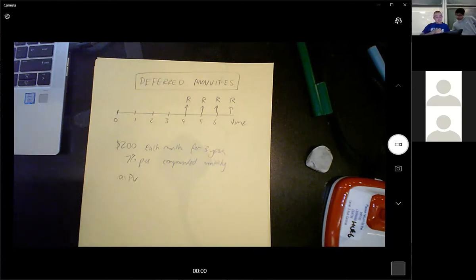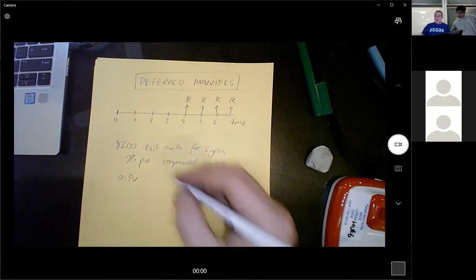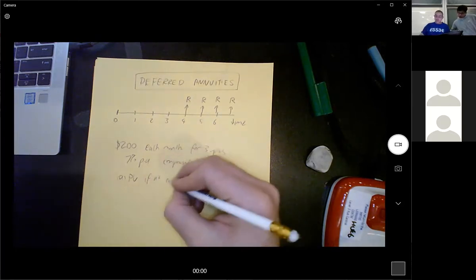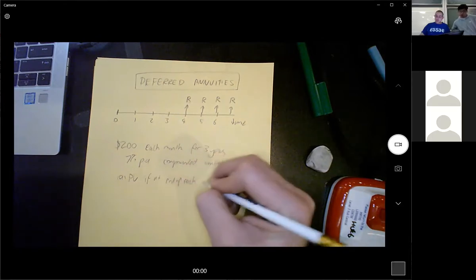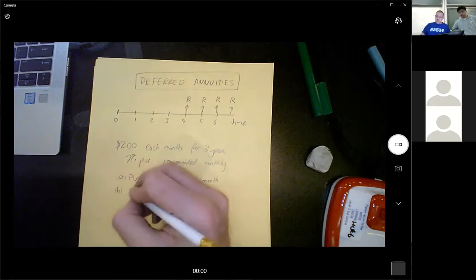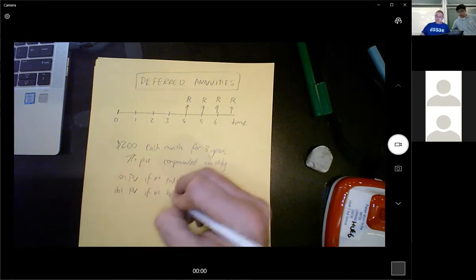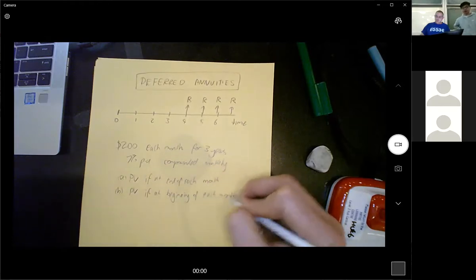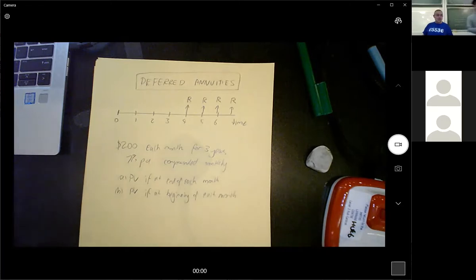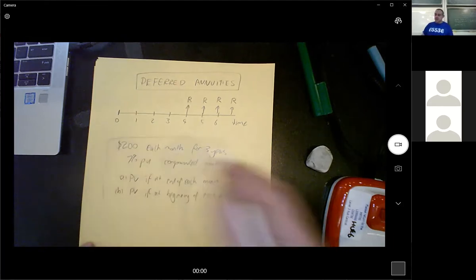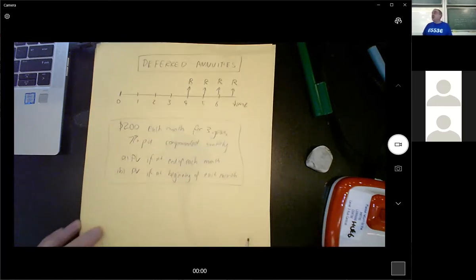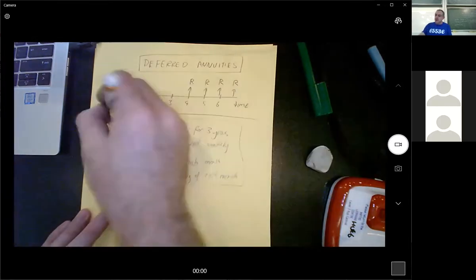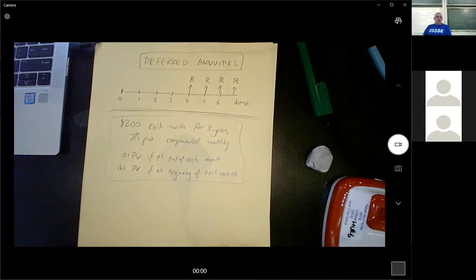Yeah. Okay. So this one isn't a deferred annuity as far as I know. Well, but that's okay. I'm still going to do it because we need to do it anyway. So I'm just going to cross that out. Okay, let's just do this problem and see how we go.